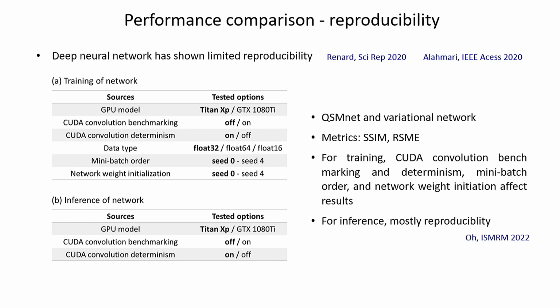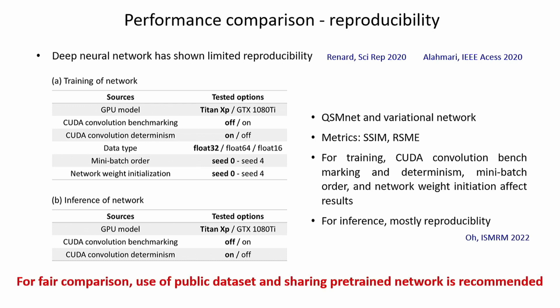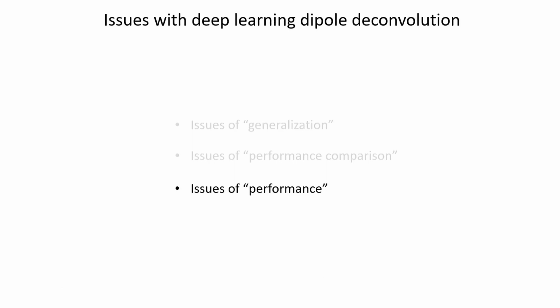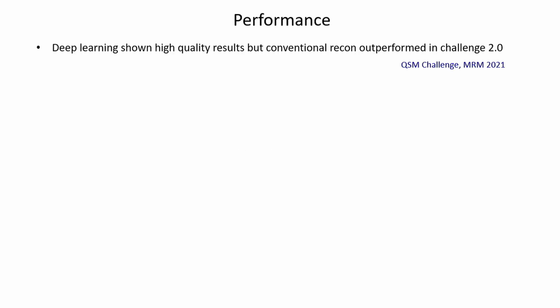Here we listed a few of the options that need to be set a certain way so that you can have some reproducibility. But this is not the whole list that guarantees reproducibility. So it's a big problem. For fair comparison, I believe we need a public data set that everyone is using. And also we need to share the pre-trained network with weights so that other people don't have to reproduce your results.